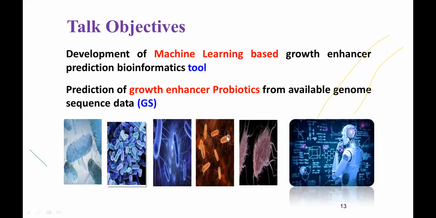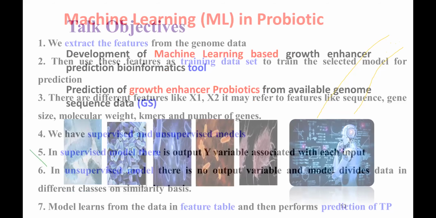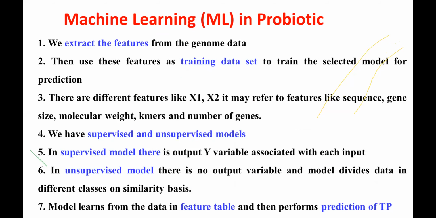Okay, machine learning in probiotics, right? In step number one, we have to extract different types of features from the genomic data. If the target is to extract growth-promoting genes from your genomic data, we extract the features from the genome data, right? Then we use these features as a training data set to train the selected model for prediction and identification of growth-promoting bacterial genes.